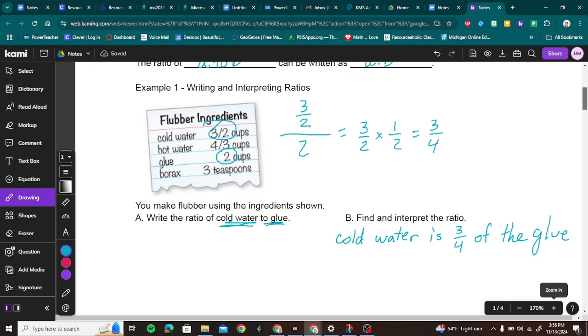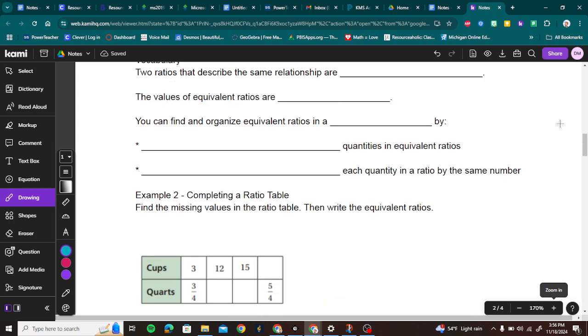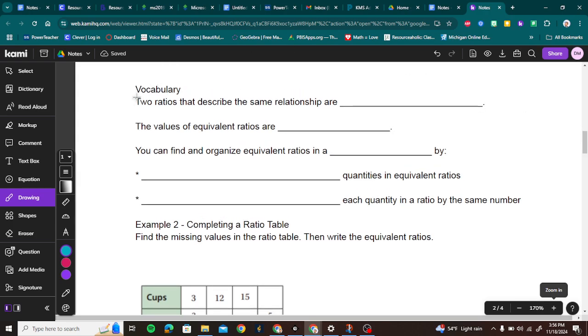So another way to handle ratios is through a ratio table. Two ratios that describe the same relationship are equivalent. The values of equivalent ratios are equal. You can find and organize equivalent ratios in a ratio table, and the way that we organize them is by adding or subtracting quantities in equivalent ratios. This takes a lot of thought.